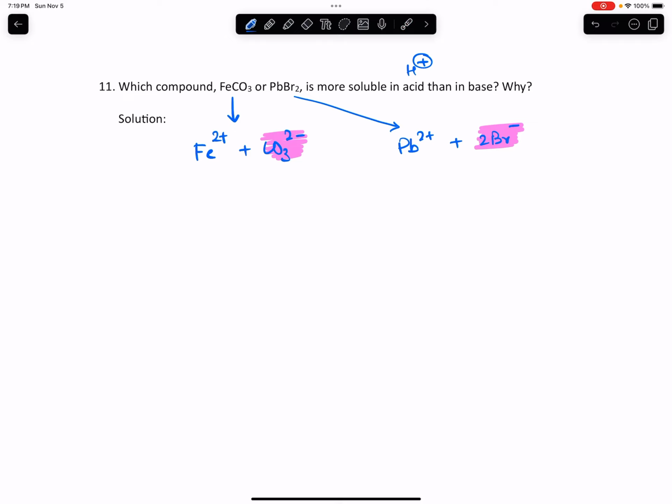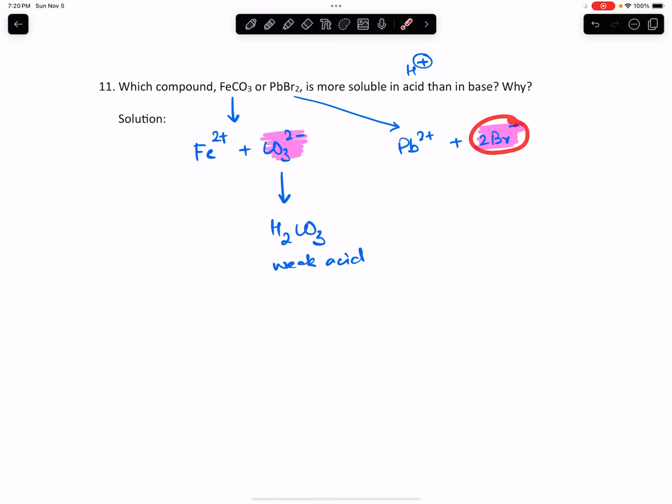So between Br- and CO3 2-, what we need to understand is what these ions are conjugate bases of. Basically, we're asking: if this had to come from an acid, what acid would it come from, and is that acid going to be a strong or a weak acid? If I write out the acid it came from, it would be H2CO3, and H2CO3 is actually a weak acid.